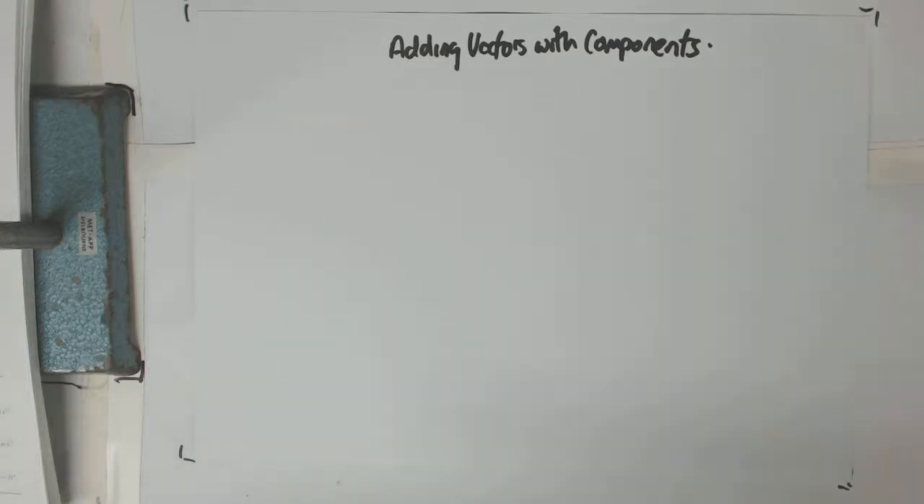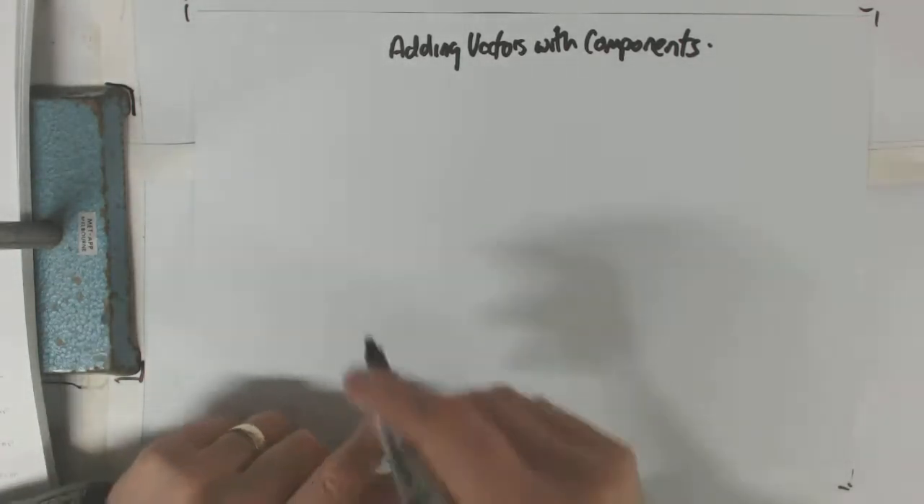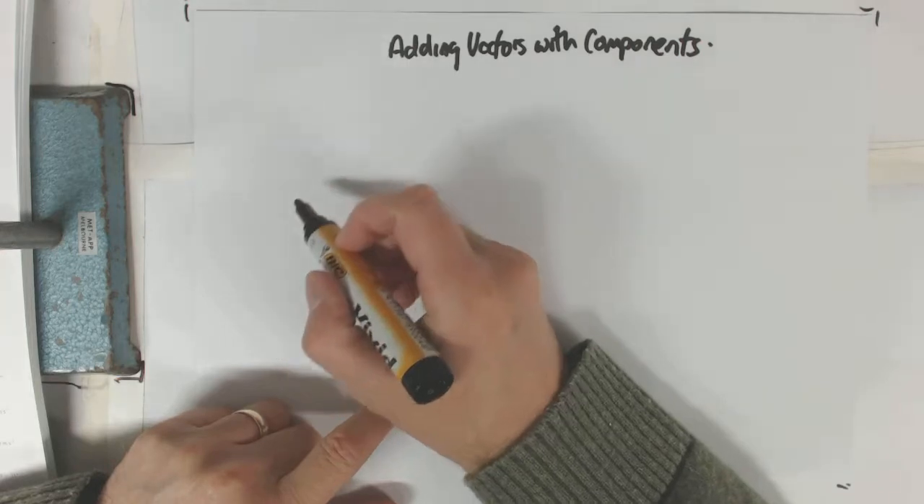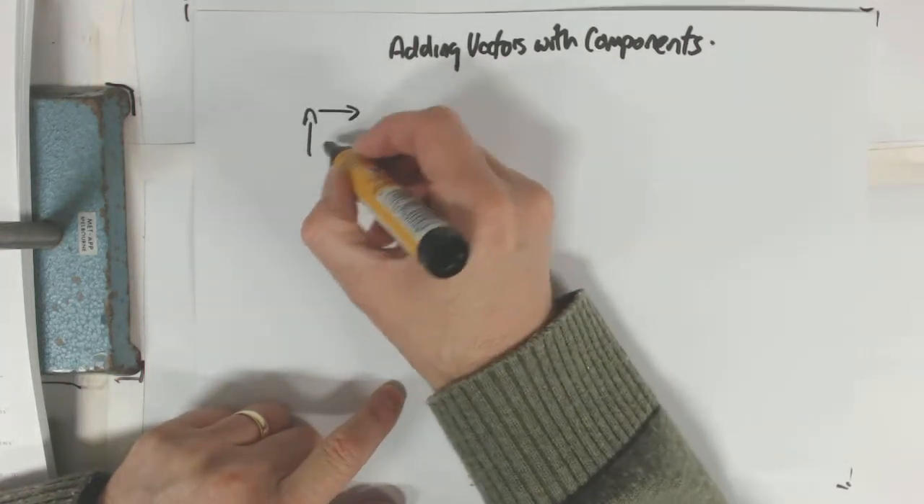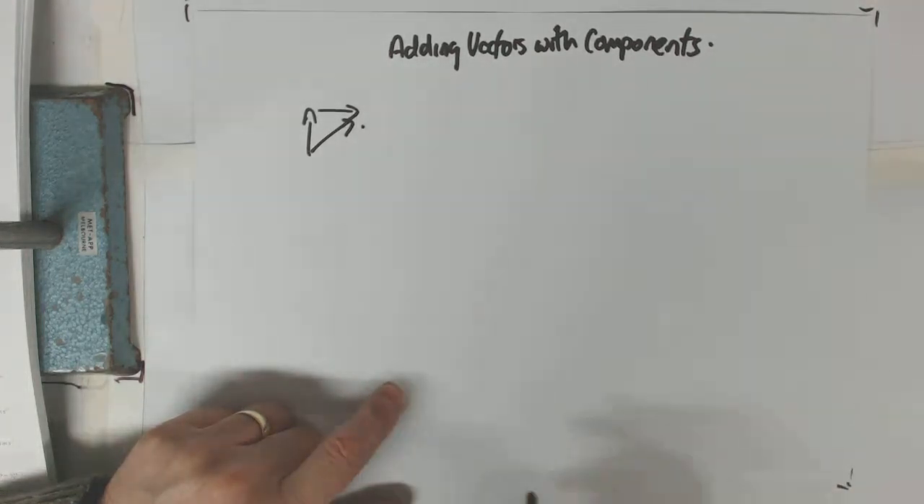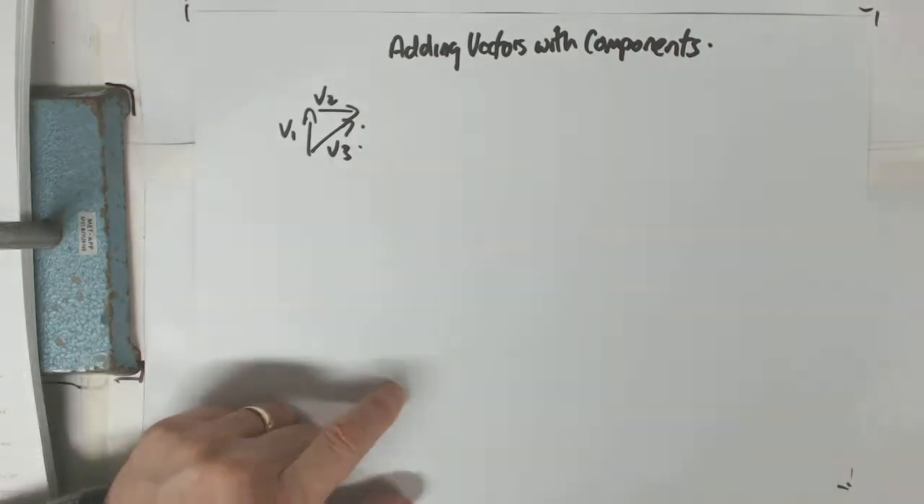Alright, adding vectors with components. Hopefully you looked at the first video, adding vectors and subtracting vectors. Now a lot of your examples are nice little right-angled triangle examples where you go, okay, what's the resultant vector? V1 plus V2 equals V3. And it becomes quite easy.